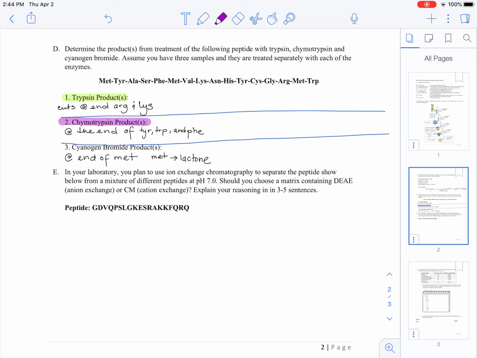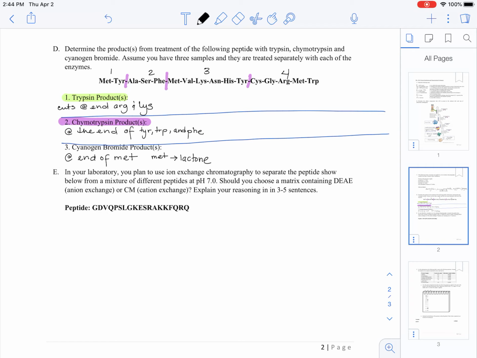So as you can see, when it comes to this, it is going to cut in between tyrosine and alanine, between phenylalanine and methionine. Then as we move right along, it's going to cut again after the tyrosine and the cysteine. And then after that, there's no more cutting, because since our last amino acid is tryptophan, then there's nothing to cut. So as you can see, in this product, we have 1, 2, 3, 4 peptides formed.